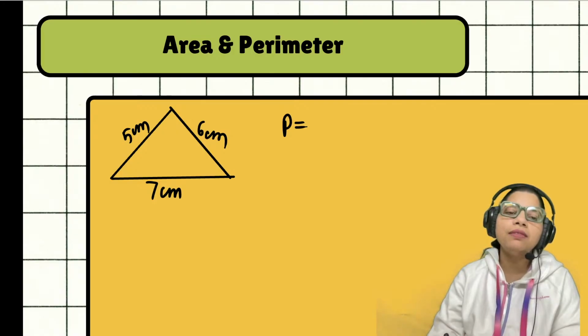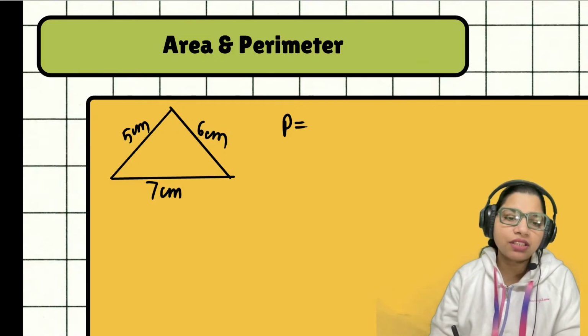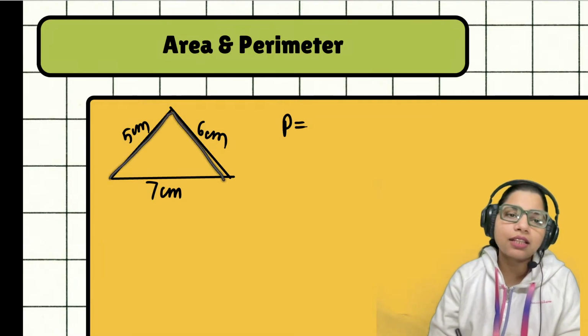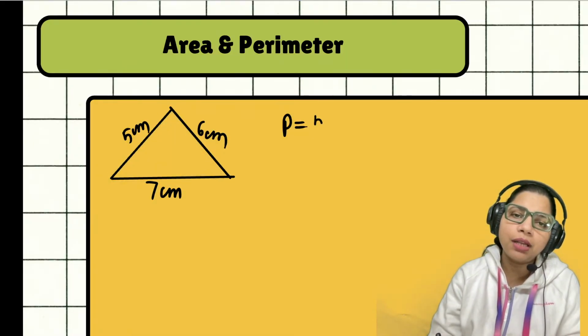What would the perimeter be? Adding the sides, because the sum of the sides is nothing but the perimeter, just adding the lengths. That's what is going to give you the perimeter. So 5 plus 6 plus 7, what does that give?